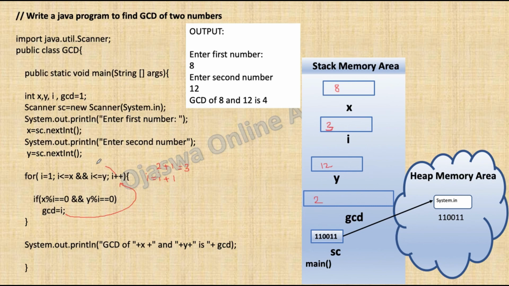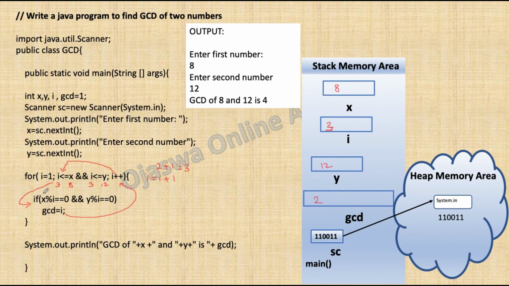So from here control of the program will go to the condition. Value of i is 3 and value of x is 8. 3 is less than 8. This condition is true. Hence the next condition will be evaluated. Value of i is 3 and value of y is 12. 3 is less than 12. Condition is true. Now both the conditions are true. Hence control will come inside the loop and the if statement will be executed.